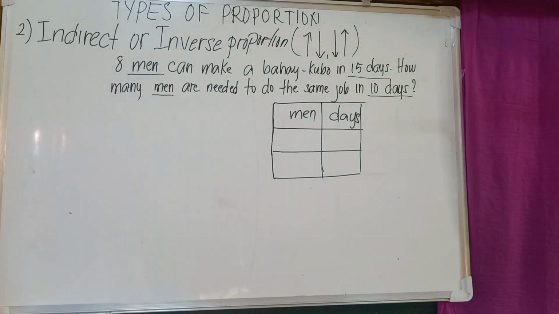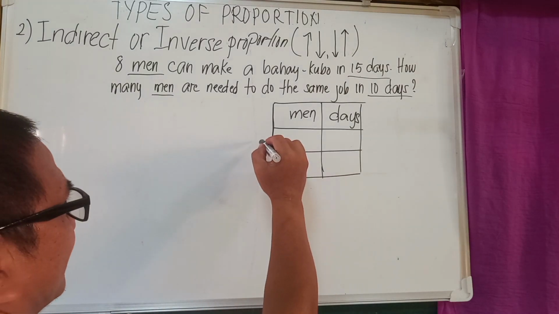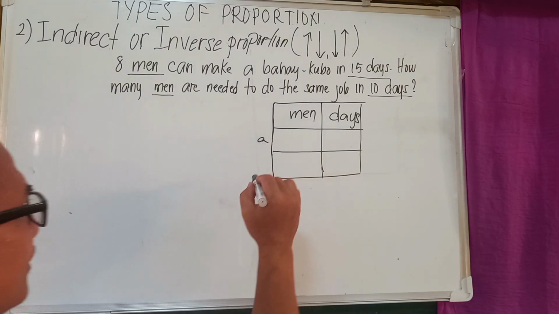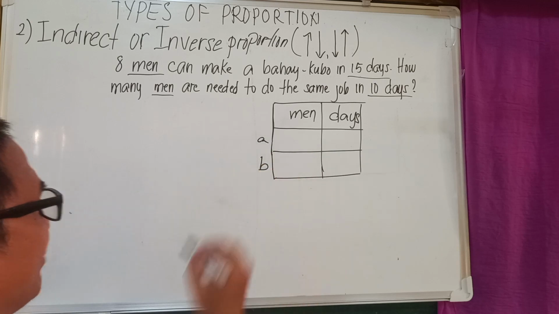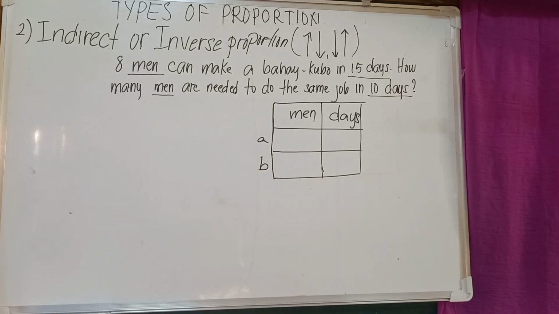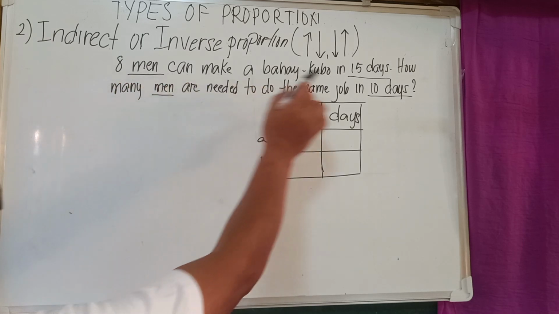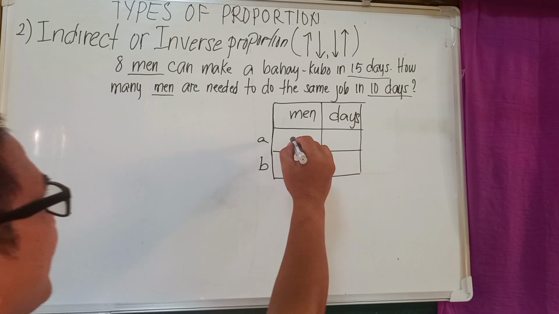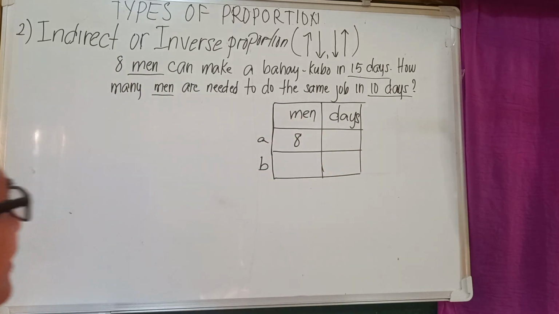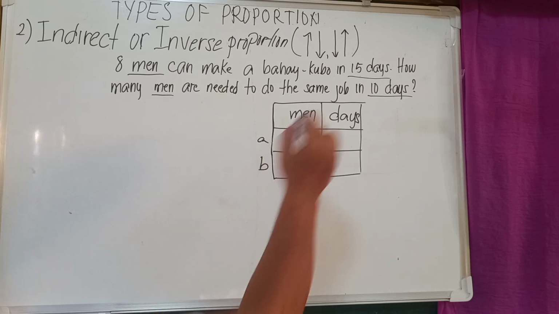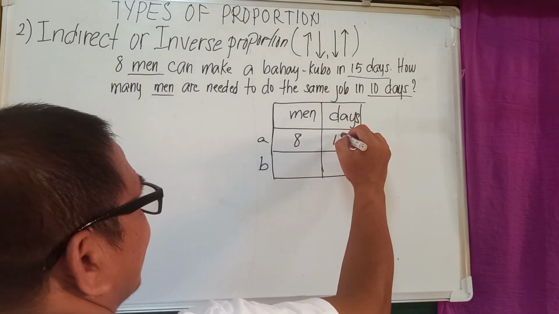Okay, ilalagay natin dito yung set A, tapos meron tayong set B. Ano ba yung set A, set B natin yan? Yun yung ating men 1 at saka men 2. Okay, meron kayo dito, 8 men can make a bahay kubo in 15 days. So, ilalagay natin dito yung 8 men. Ilang araw nilang magagawa? Yun yung 15 days.